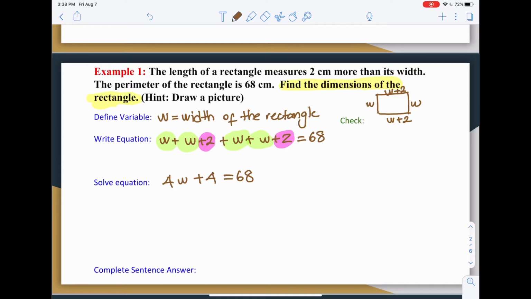Now we're going to apply inverse operations. Subtract 4 from both sides. And 4W equals 64. We're going to divide both sides of the equation by the coefficient of W, which is 4. And the final answer for this part of the question is 16. So we know the width of the shape is 16 centimeters.